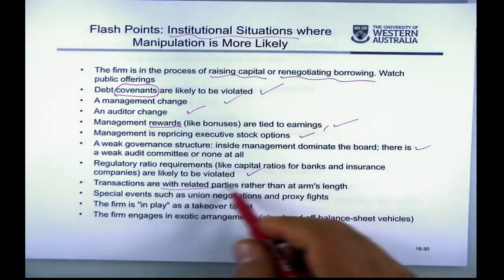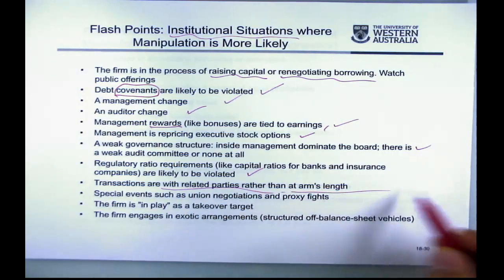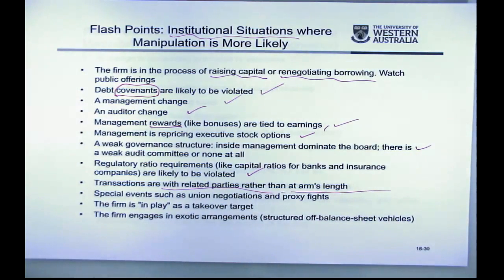Transactions are with related parties rather than at arm's length. This is a very important point because firms sometimes do fake sales transactions, or transactions with very closely related firms or related parties, in order to boost their revenues and earnings. And these are fake transactions or transactions with very close firms. How to explain this point?